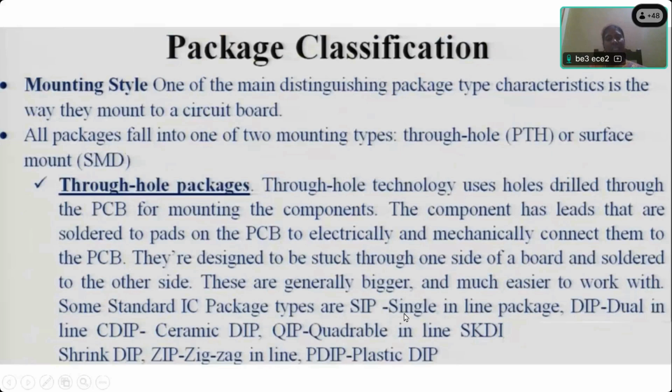And there are different types again inside the through hole package. It is single inline package SIP, dual inline package DIP, and CDIP means ceramic dual inline package. QIP means quadruple, all 4 sides. We also have the inline SKDIP, SKD means skinny, so a skinny package, and then shrink DIP, zigzag inline, then plastic DIP. All this is in the meaning itself; I will show you the pictures. In the name itself, it will explain how many pins are there and how they are arranged.